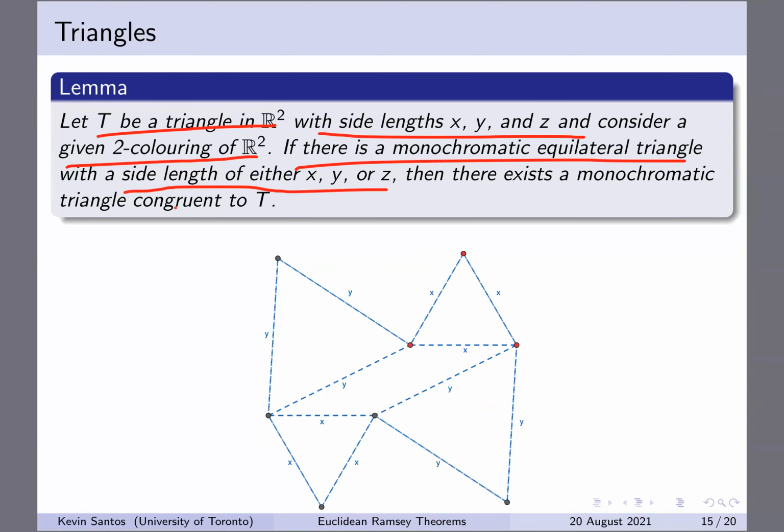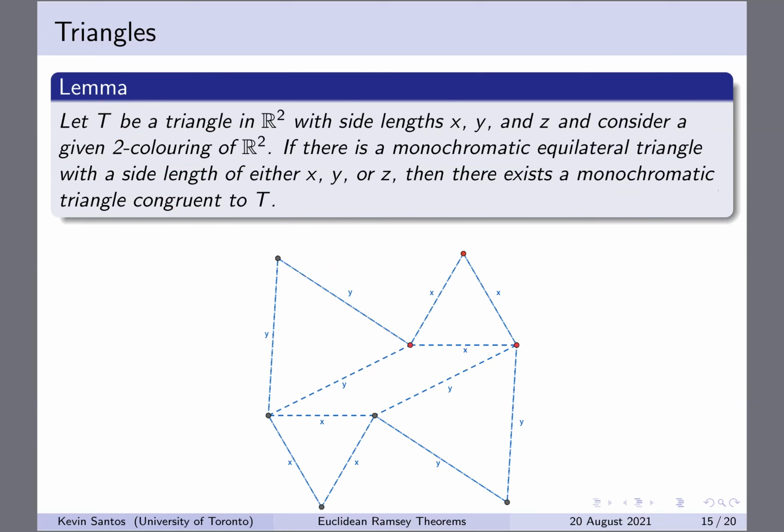x for now. And we can adjust this angle in this diagram here. These are two equilateral triangles, by the way, and so is this one. We can adjust this angle here in this diagram so that this triangle is congruent to the triangle T, the original triangle that we want. And let's do another proof by contradiction. Let's assume that there are no monochromatic triangles congruent to this triangle T, and we'll lead that into a contradiction.